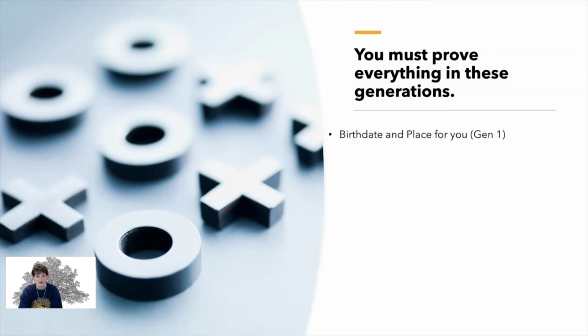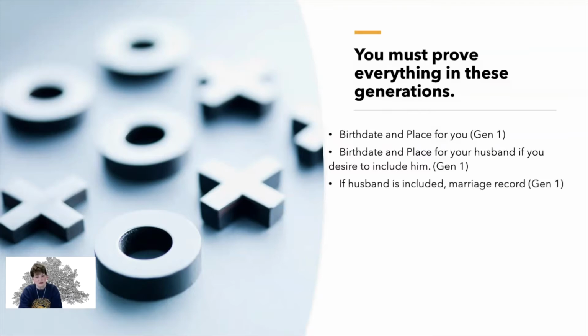A birth date and place for you in generation 1, and a birth date and place for your husband if you desire to include him in the application. This is also generation 1. Your husband does not need to be included in your application. However, if you have daughters or granddaughters who may wish to join the organization, you'll be saving them some time and steps if you include the information for your husband. If your husband is included, you also need to include a marriage record.